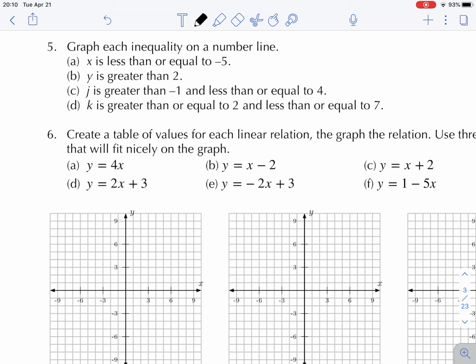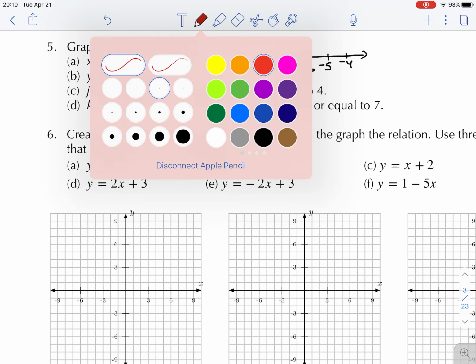Number 5, graph each inequality on a number line. X is less than or equal to negative 5. So X could be negative 5, negative 5.5, negative 6, smaller and smaller. Well, we need to draw a number line. And we need to put some numbers on that number line. Negative 5, negative 6, negative 4, negative 7. Just enough to show what's going on.